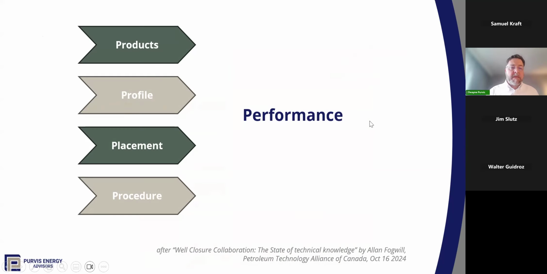The statement by Alan Fogwell yesterday was that we need better ways to test new technologies for plugging. Now that's grim. We don't even have a good way to test what is a good way to plug. But this schematic reproduces his point of key learnings. They figured that in order to have a good long-term plug, you had to have a good product. It had to fit the profile and nature of the well. It had to be placed in the right place, and it needed to be placed in the right way. It required all four of those, not just a technology, in order to be effective.